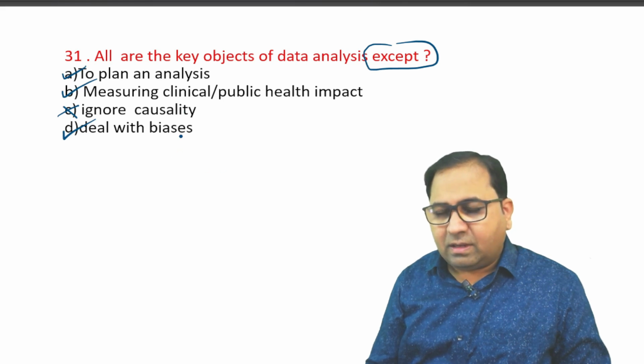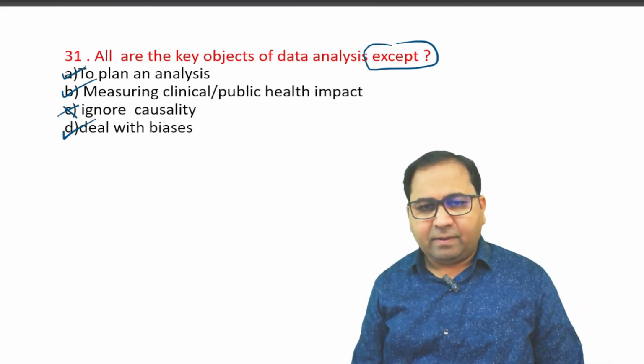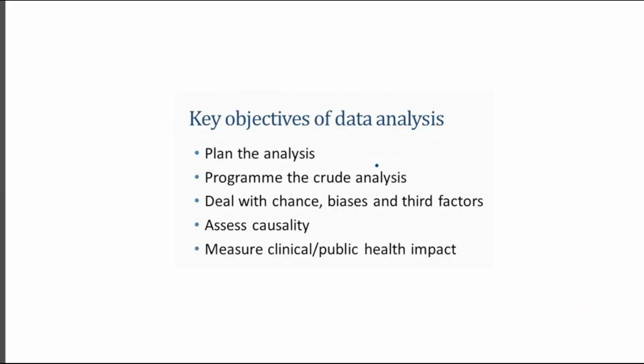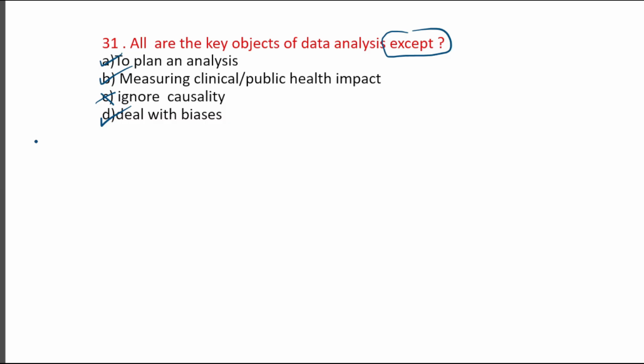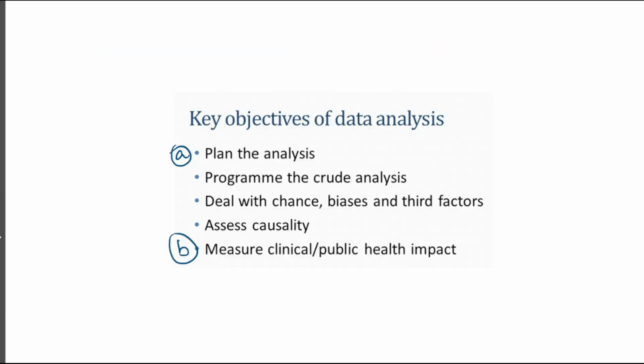Now let us see the information given in the next slide. Now see this slide. From our question, the question was the key objectives of data analysis. To plan and analysis was an option. This was the option number A. Then to measure the clinical public and health impact was option number B. See, option number A we have taken, option number B we got it. Okay. Then deal with chance and biases is the option number D.